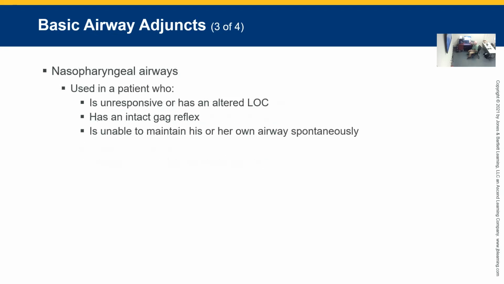So again, you're not going to put them in a conscious patient. Now, the nasopharyngeal airway actually goes through the nose, and it's for an unresponsive patient or someone with an altered mental status. They can have an intact gag reflex, whatever. It goes through the nose and comes down behind the tongue. They have to be fairly long, but they're better tolerated than the oropharyngeal airway.